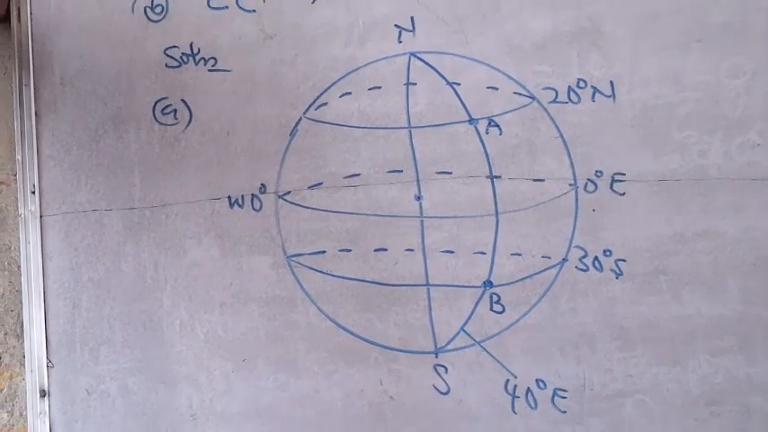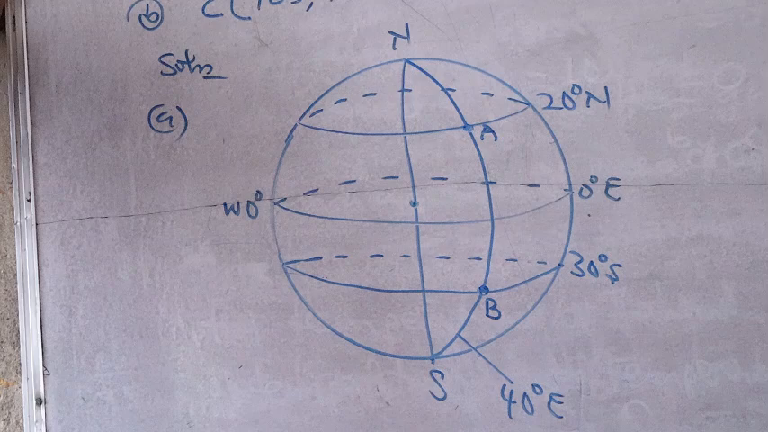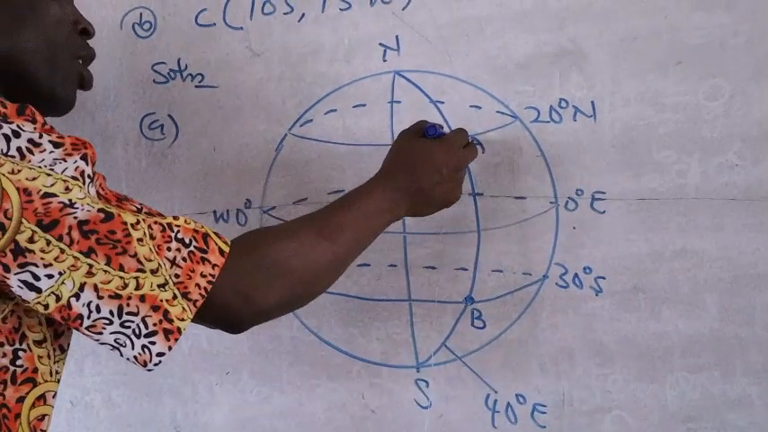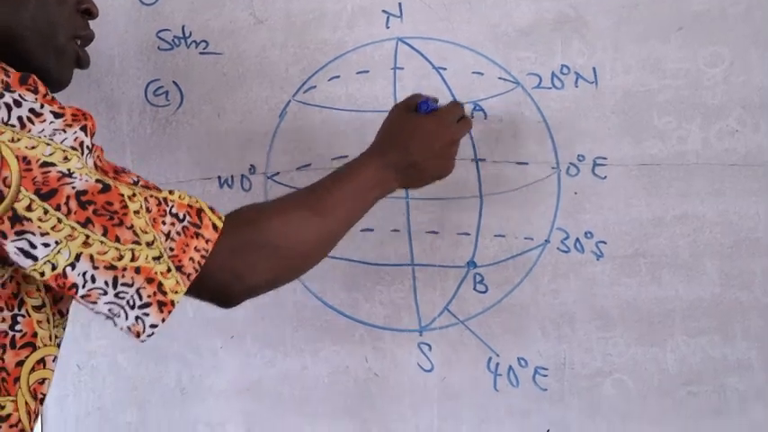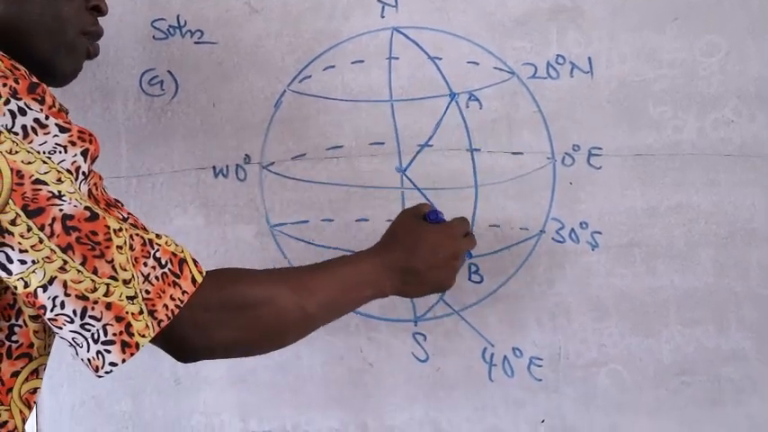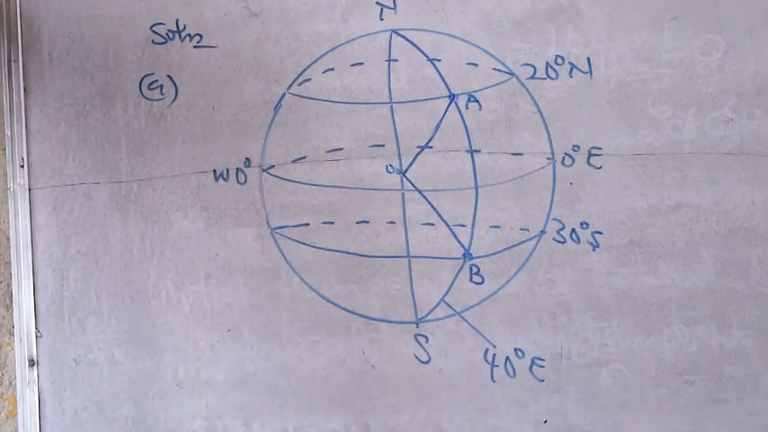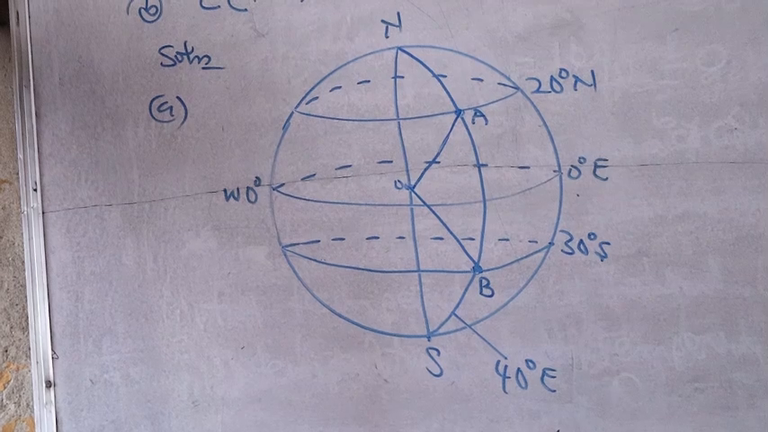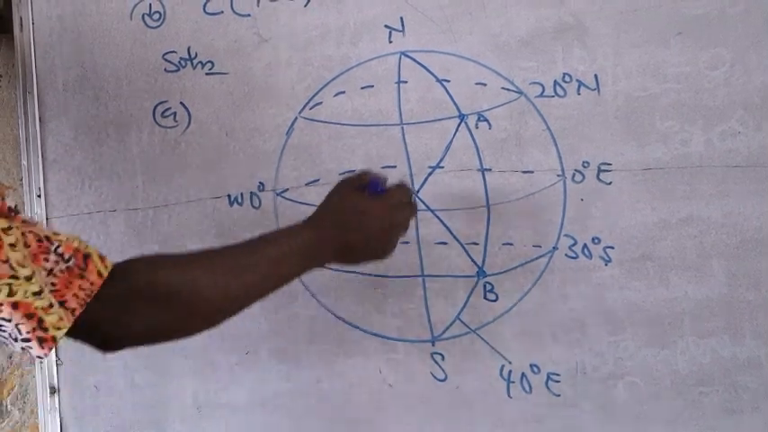Then like I said earlier, longitude is a great circle. The center of this longitude is the center of the earth. So I have to join both A and B to the center of the earth. Now this is the diagram. You can see that what we are going to have there is a sector. The diagram is a sector.